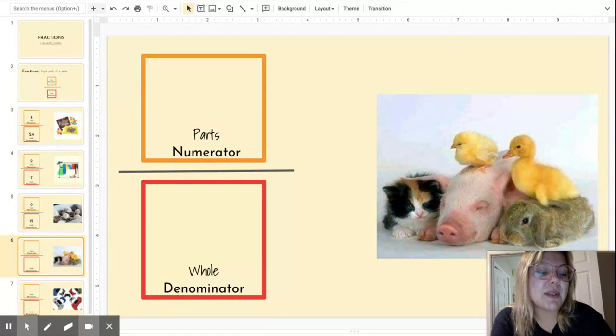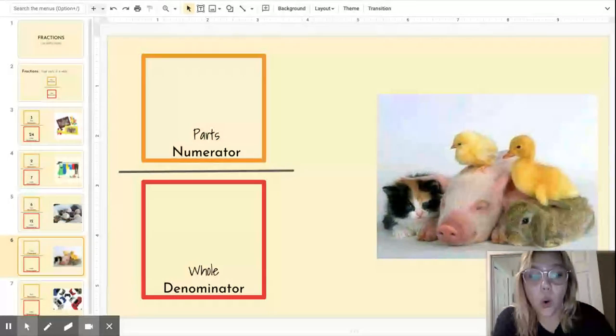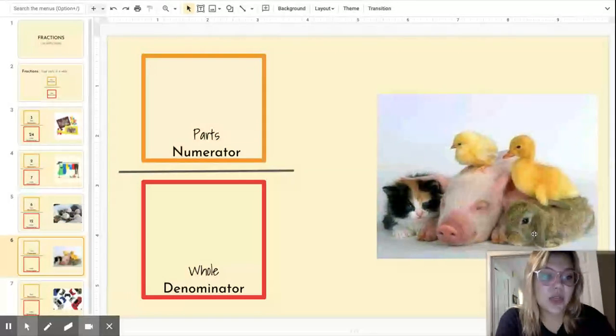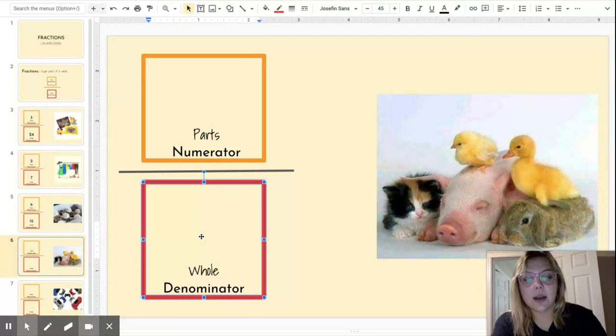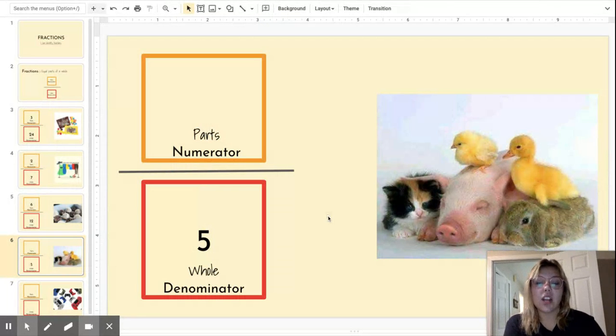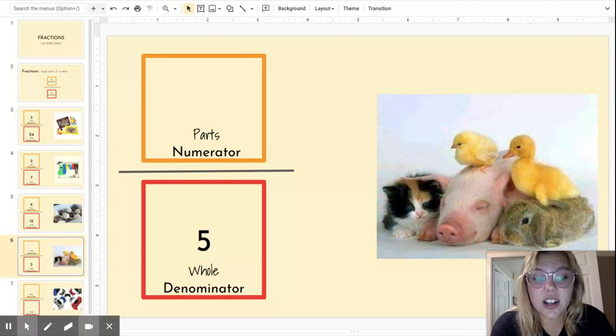Oh, look at all these baby animals from the zoo. Mrs. Price is going to count the denominator to find the whole amount of baby animals. 1, 2, 3, 4, 5. There are 5 baby animals. That is our denominator. Now, you're going to count to find the numerator. The specific part of the baby animals I want to know about is the amount of ducks. How many ducklings are there? Go ahead and count them now.